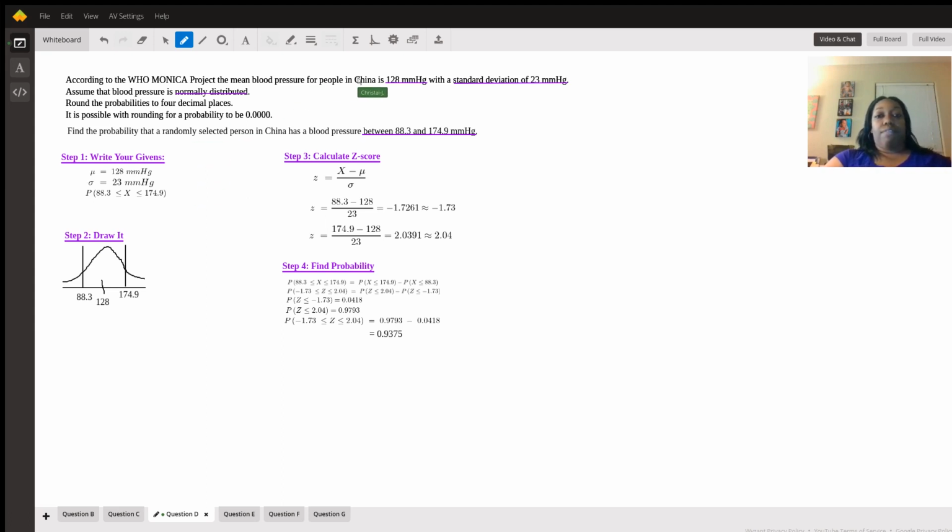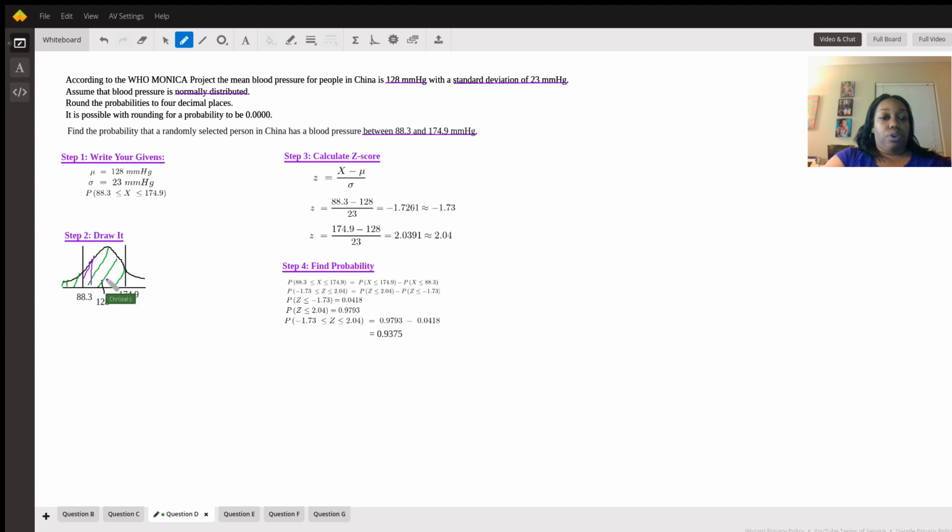So again, we have all of our givens. The only difference is we're trying to find the area between 174.9 and 88.3. So again, if we go through our givens, that means that we want for 174.9 the area here, and then we also want the area minus the 88.3. Now, based on our prompt, we want the area in between.